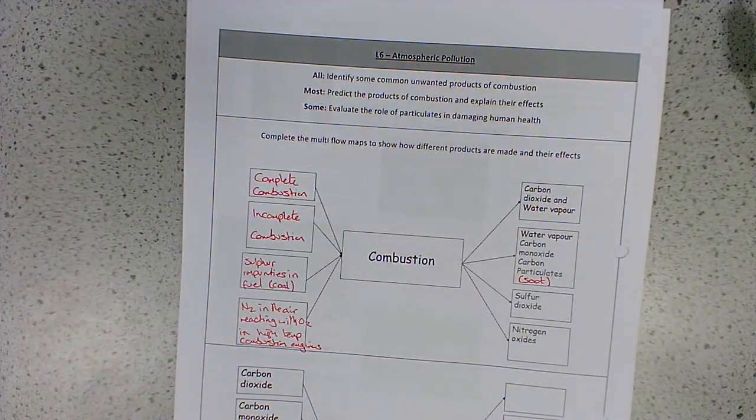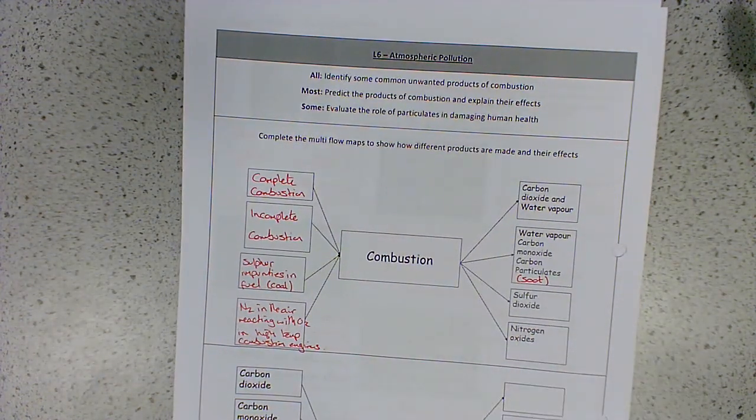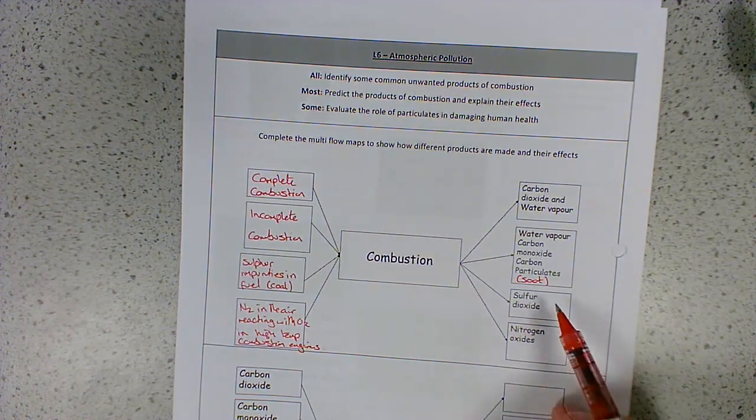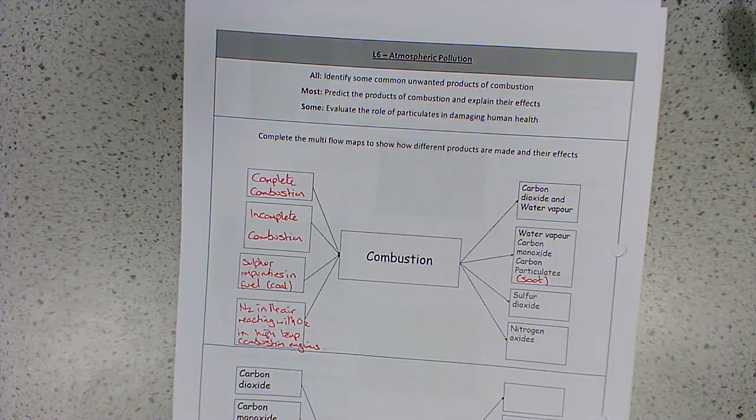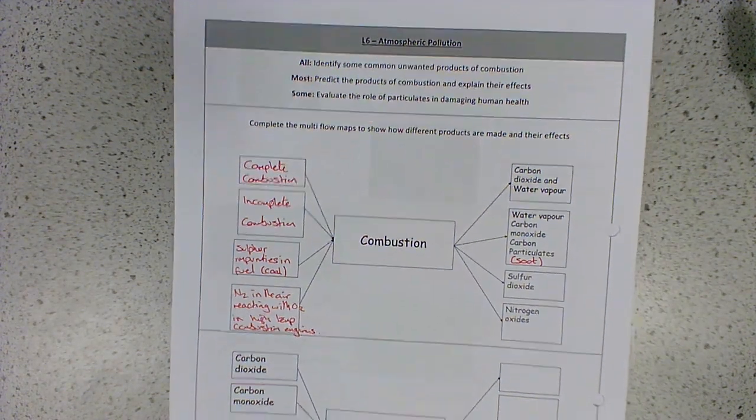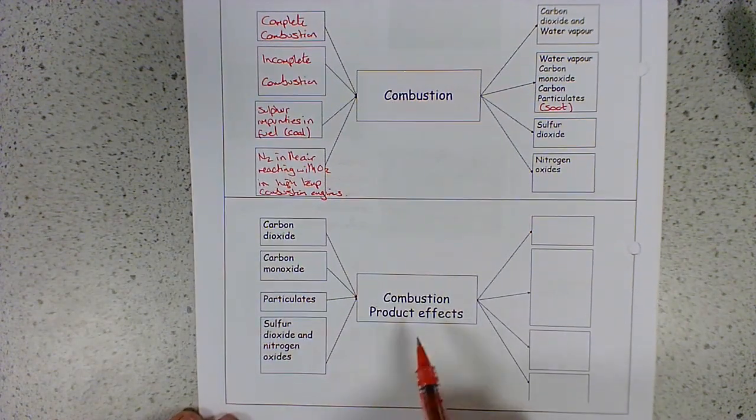Okay, and again, the sulfur dioxide dissolves into the water vapor in the atmosphere to produce sulfurous acid. The nitrogen oxides dissolve in the water vapor in the atmosphere to form nitric acid, and those are both acid rain. So the effects of these products.